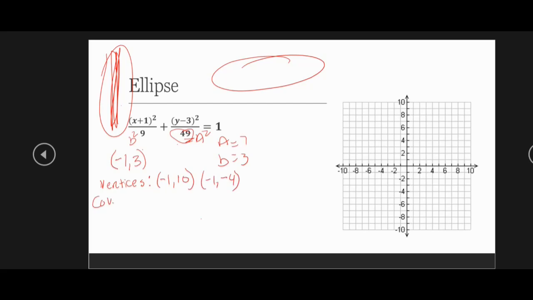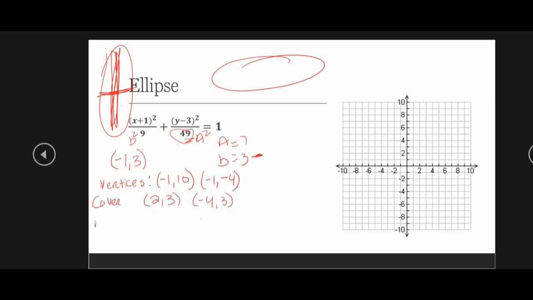Our co-vertices are for the minor axis, which in this case is going to go horizontally, and that's going to be -1 plus 3, because this is B. So -1 plus 3 is 2, 3. And then -1 minus 3 is -4, 3.